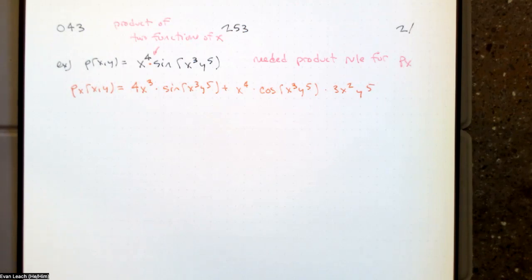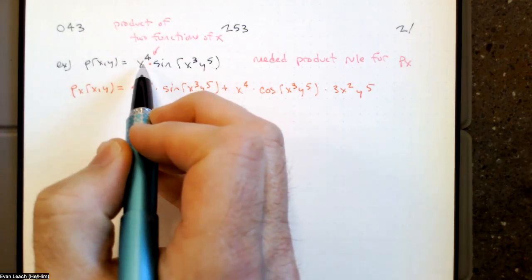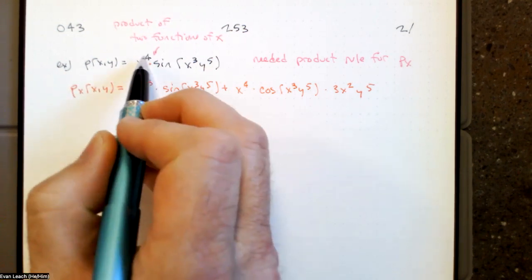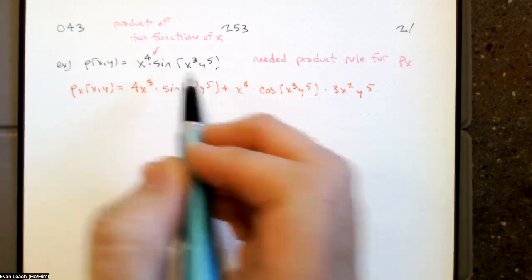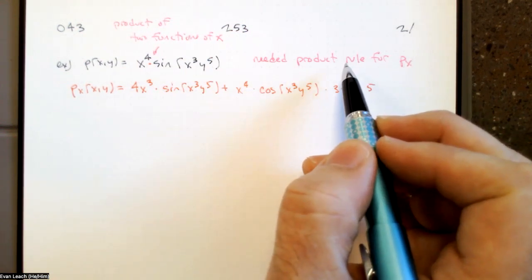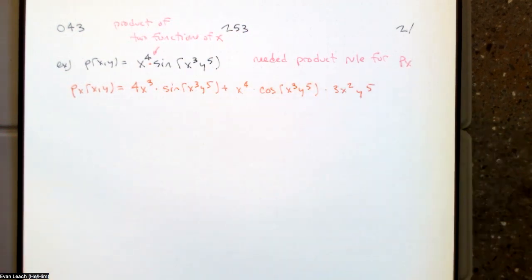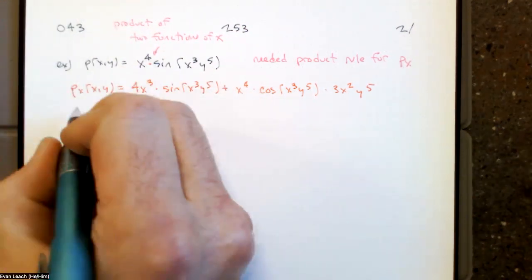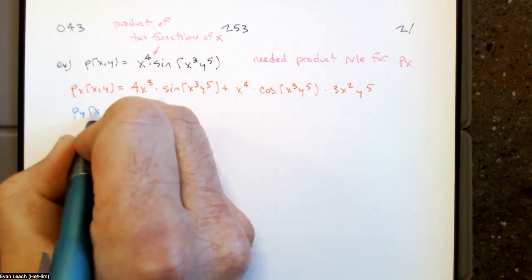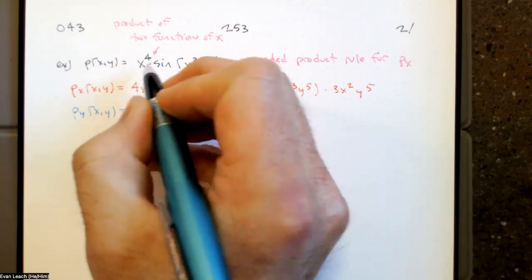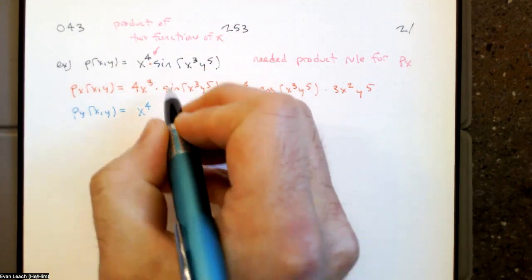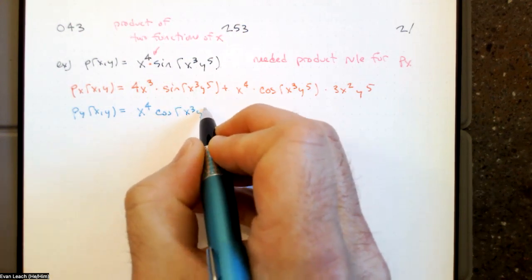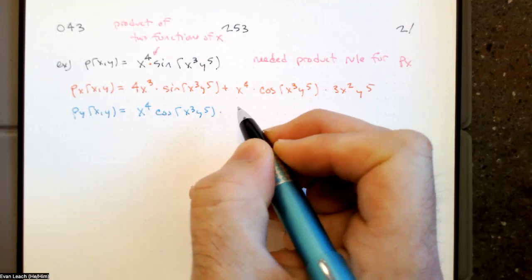For the partial with respect to y, we can interpret x to the fourth as a constant factor. It's a variable factor for Px. So since it's a variable factor, we got two variable factors. Product rule is for two variable factors. But for the partial with respect to y, x to the fourth is a constant factor. So for Py of xy, x to the fourth is just a constant factor. The derivative of sine of a thing is cosine of that thing times the derivative of that thing with respect to y.